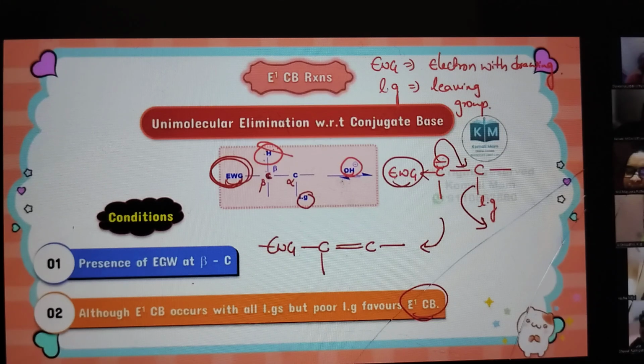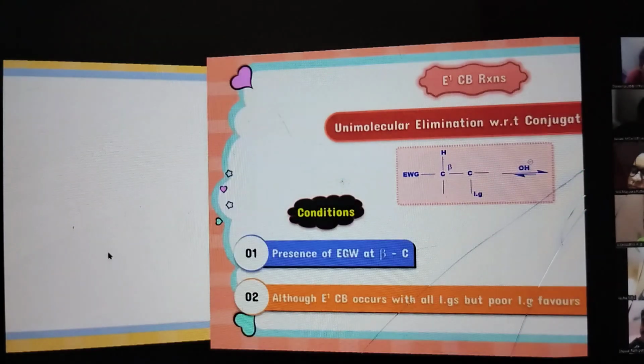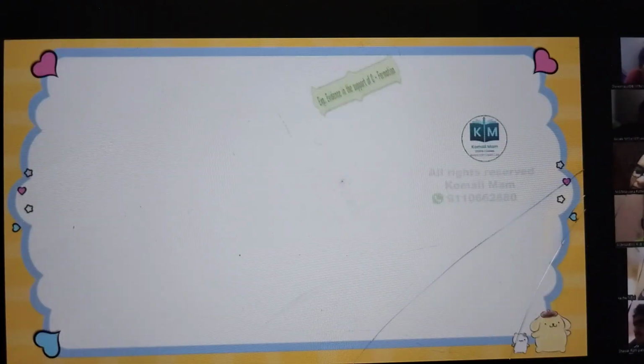Suppose if you want to satisfy the valency of carbon, I'll keep one more bond here from the start. Then here also the same thing. One hydrogen, one leaving group you are removing and putting a double bond. But here the intermediate is carbon anion. What is the intermediate here? Carbon anion is the intermediate.